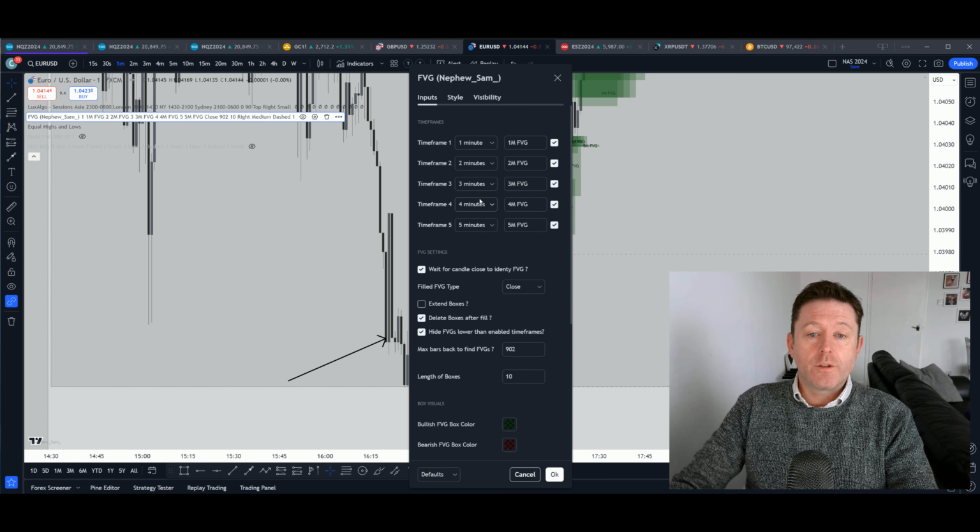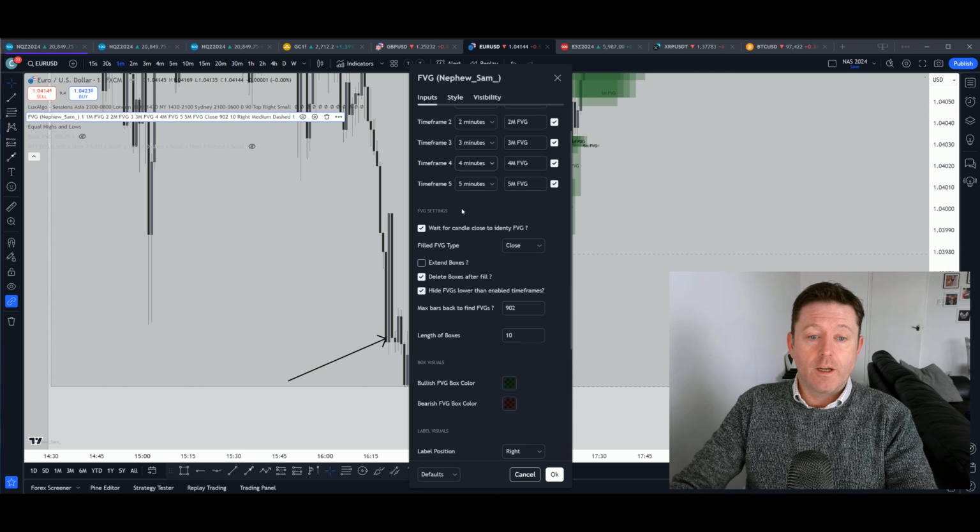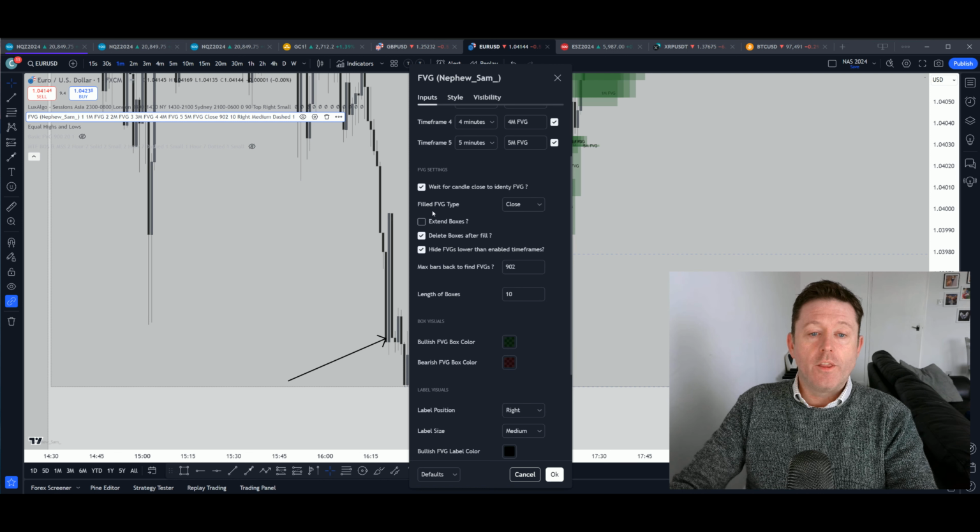The important things that you need to be aware of on this indicator are wait for candle close to identify fair value gap. This just means that the third candle has to have closed before it will show you the fair value gap on the screen. The filled fair value gap type is close. Delete boxes after fill, you want that ticked, otherwise you'll just end up with a sea of fair value gaps on your chart. Hide fair value gaps lower than enabled timeframes. Now I've got my max bar set to 902, so it will look at the last 902 candles and display the fair value gaps for them.